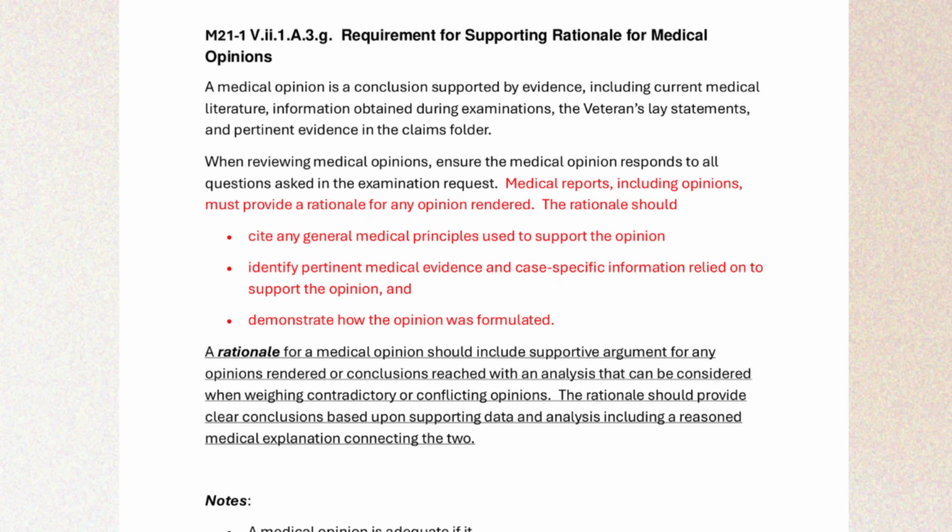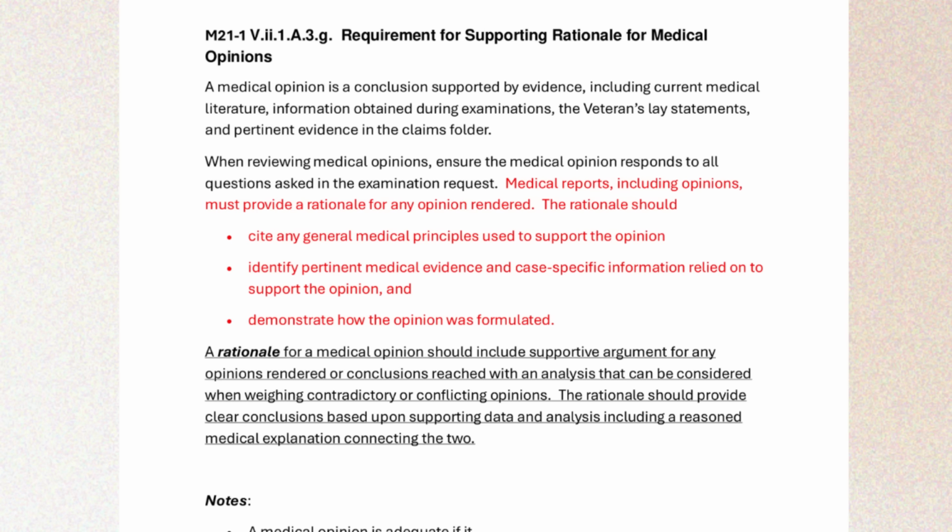Medical reports, including opinions, must provide a rationale for any opinion rendered. If you're doing direct service connection, pre-service aggravation, secondary, you need a rationale to support that opinion. The rationale should cite any general medical principles used to support the opinion. This is where you've got to get with that private examiner, show him or her this information and talk through it so they understand what is the rationale, what goes into it.